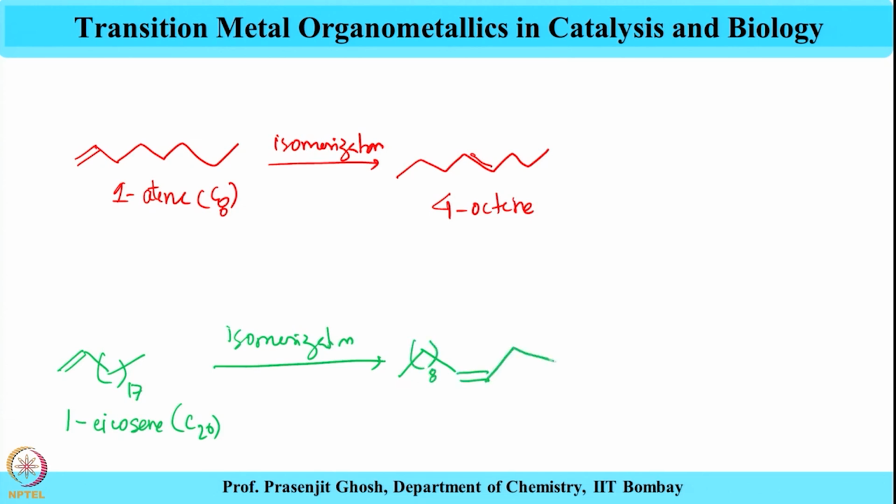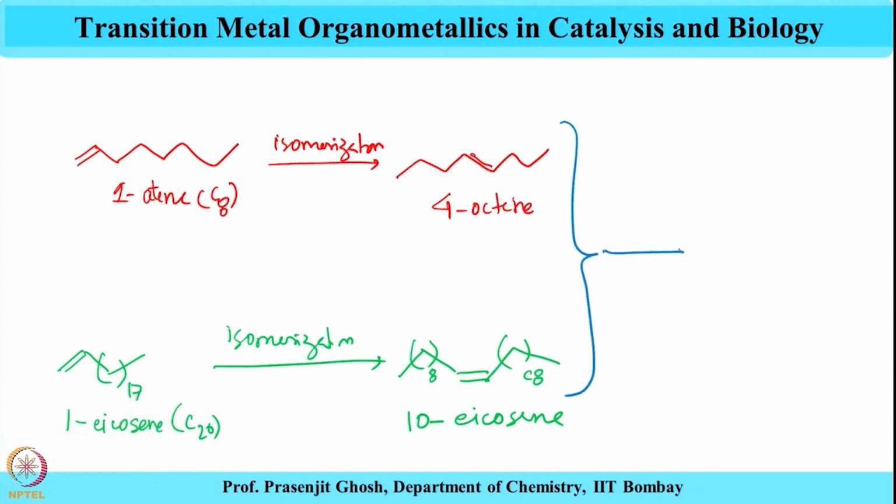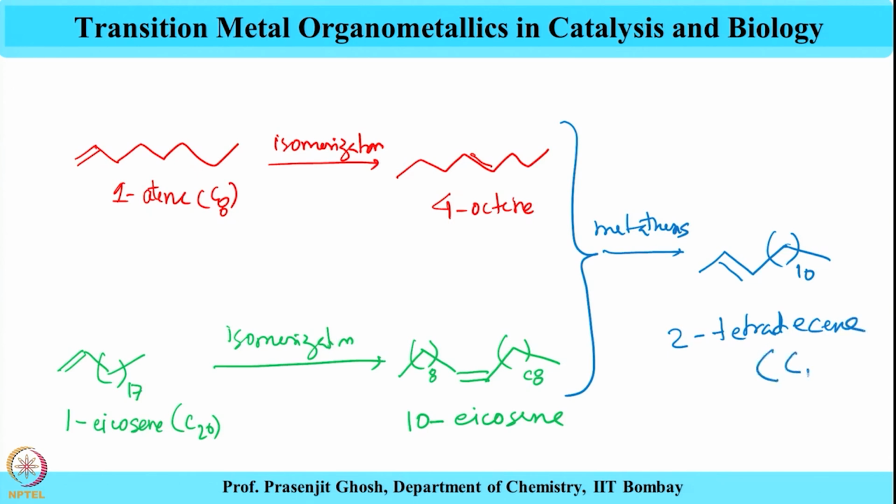10-eicosene fragment, which after isomerization would be subjected to metathesis to give C14 fragment, which is called 2-tetradecene. And this is a C14 fragment.